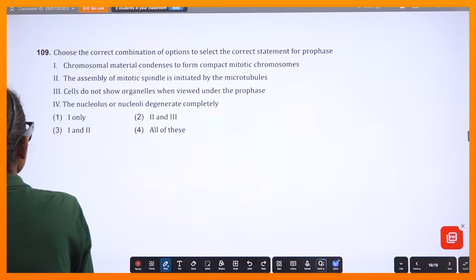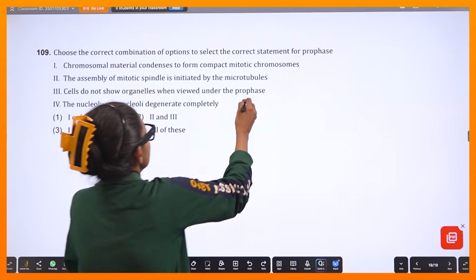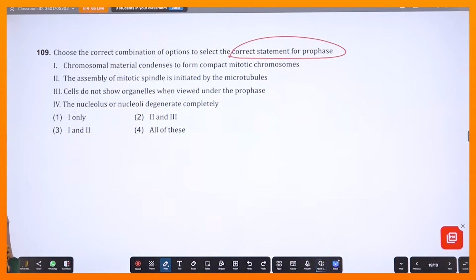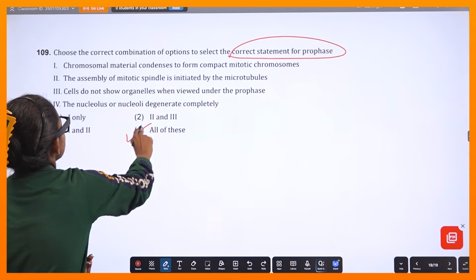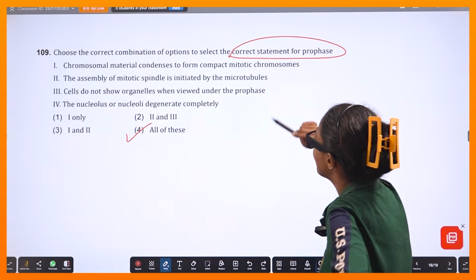Choose the correct combination of options to select the correct statement for prophase. Chromosomal material condenses to form compact mitotic chromosomes. The assembly of mitotic spindle is initiated by microtubules. The nucleolus or nucleoli degenerate completely when viewed under the microscope. So all of them are correct, no? Because they are asking what exactly happens in prophase.